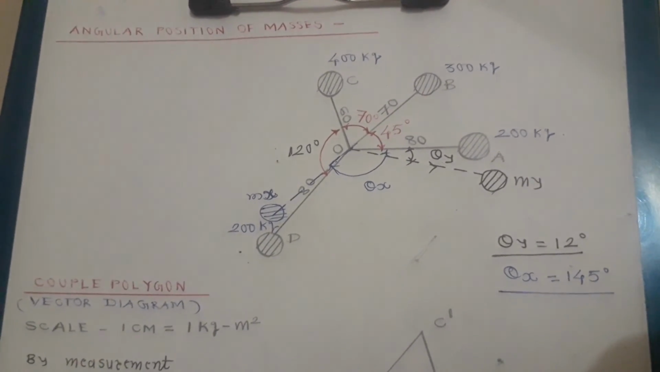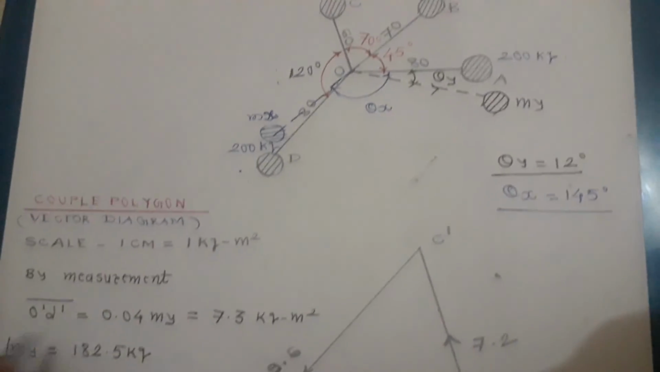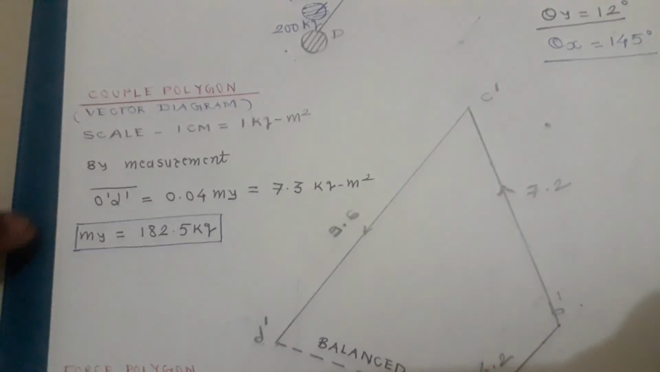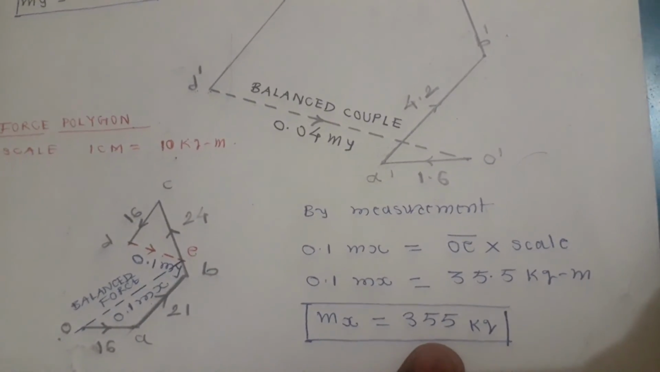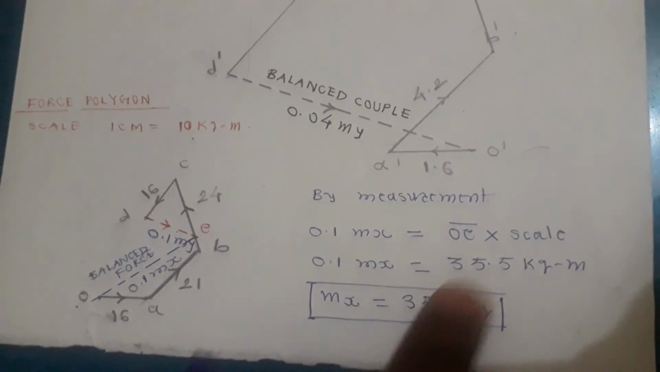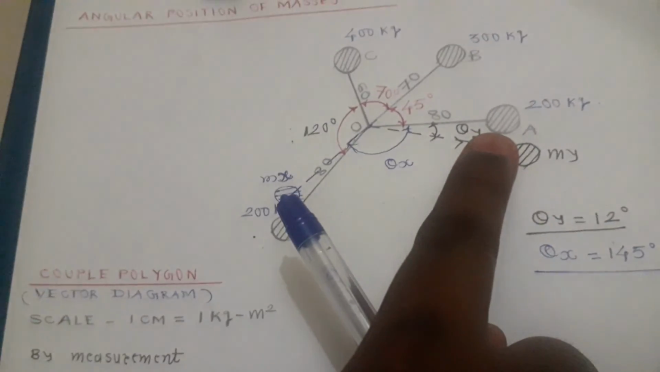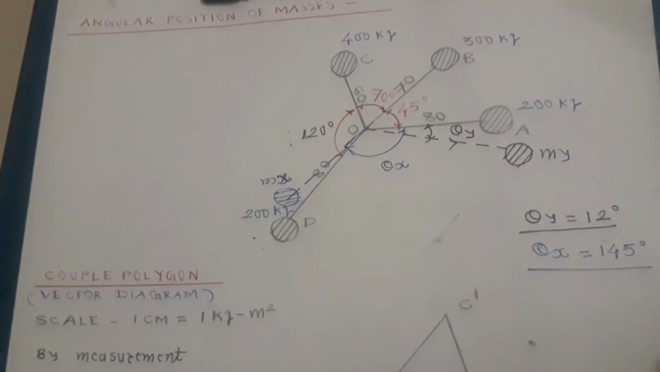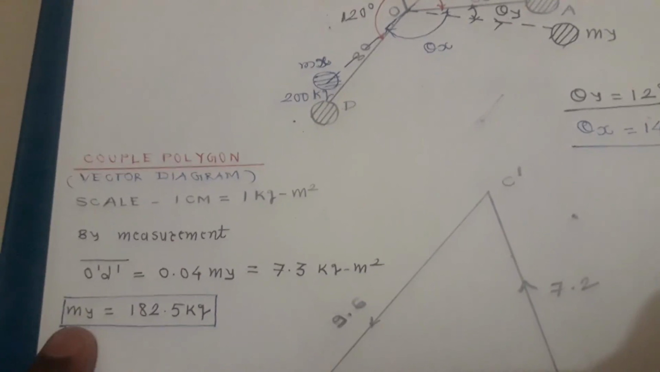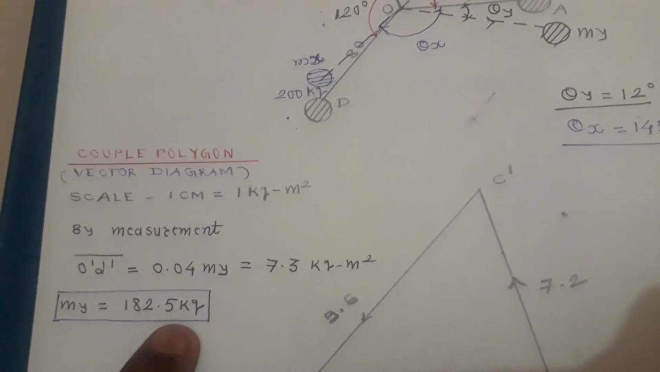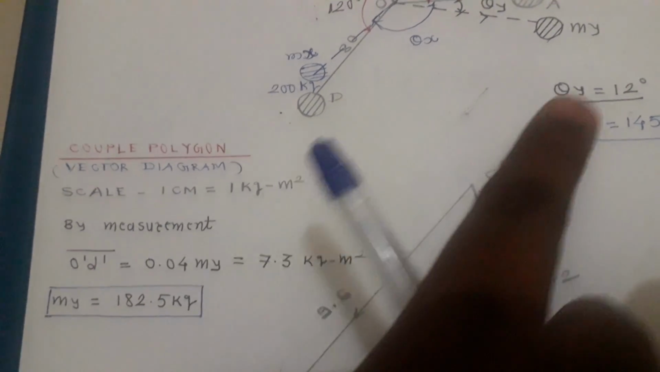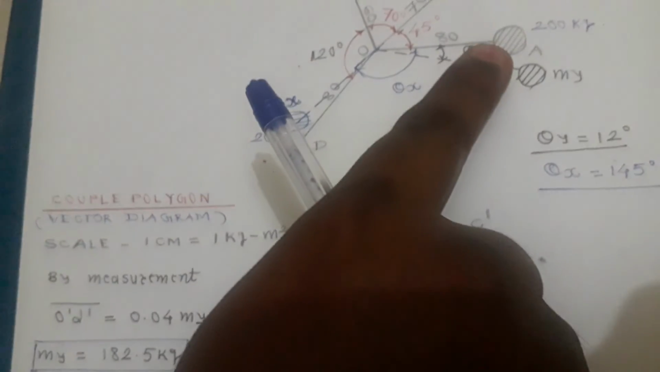So here we have found out the magnitude of the balancing mass. The balancing mass at x plane is 355 kilogram, and the angular position is 145 degree from the mass at A, whereas in the y plane the mass is 182.5 kg and the angular position is 12 degrees in clockwise direction from this mass A.